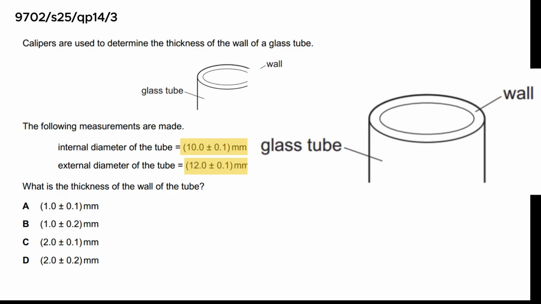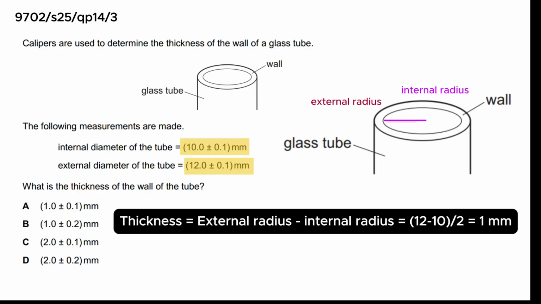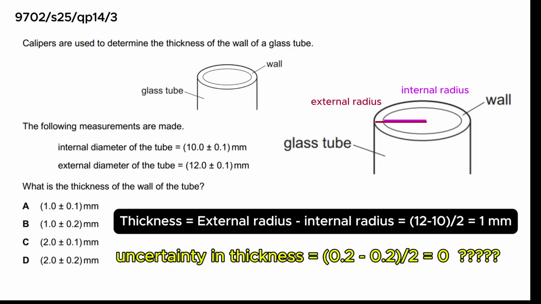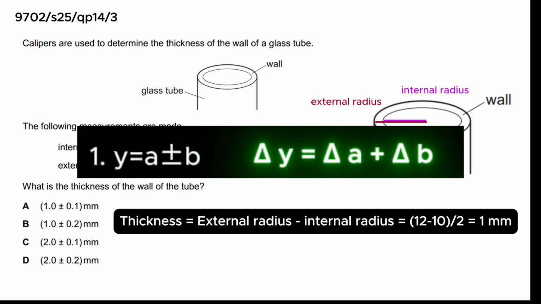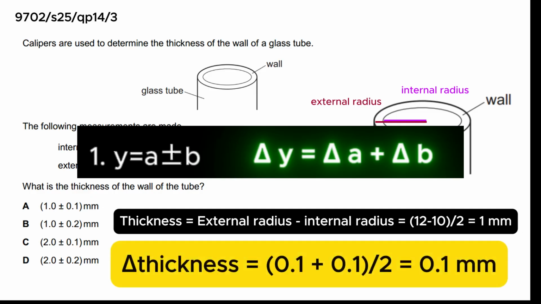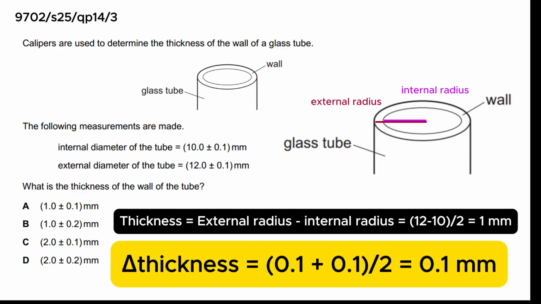To find the thickness, we subtract the internal radius from the external radius. Here is the trap. Most students subtract the diameters to get 2 millimeters, and then they subtract the uncertainties to get 0. Never do this. Remember rule 1. Even though we are subtracting the values, we add the absolute uncertainties. So 0.1 plus 0.1 gives us a total uncertainty of 0.2 for the diameter, and we divide it by 2 to get the uncertainty of the thickness of the wall.